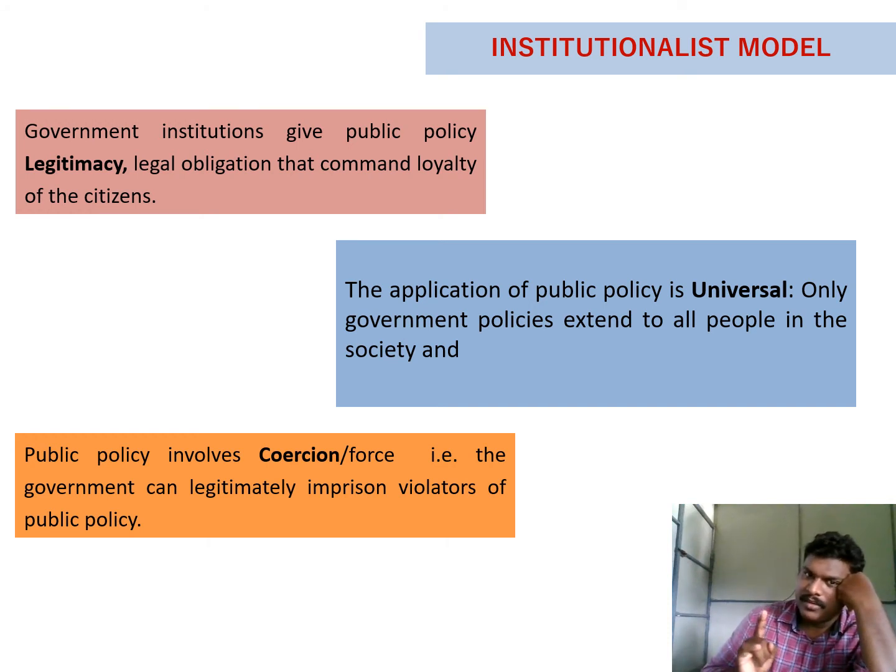And finally, coercion. Public policy involves coercion. That means the government can legitimately imprison the violators of public policy. When a decision, law, or rule is taken by the government for the public, and someone violates it, the government can arrest him, imprison him, and punish him, because the government has the monopoly of coercion.